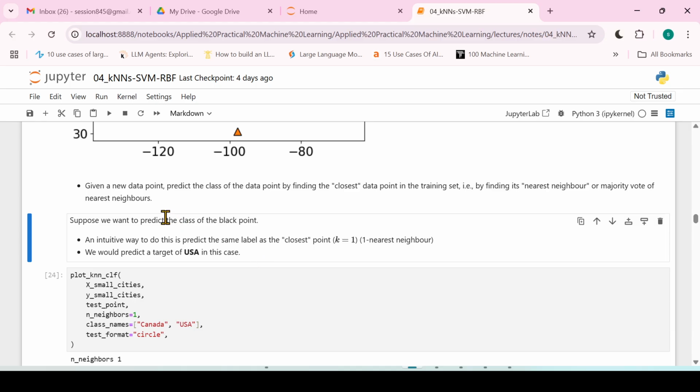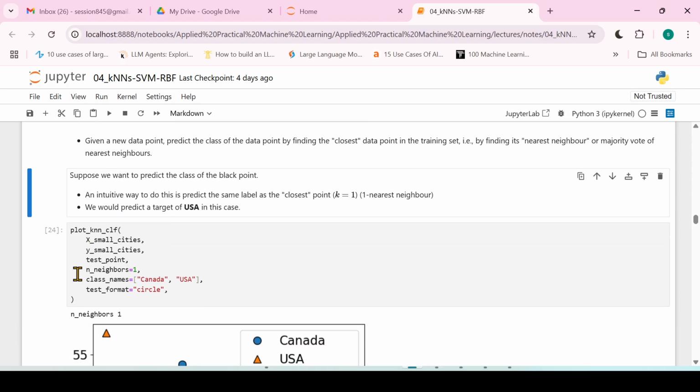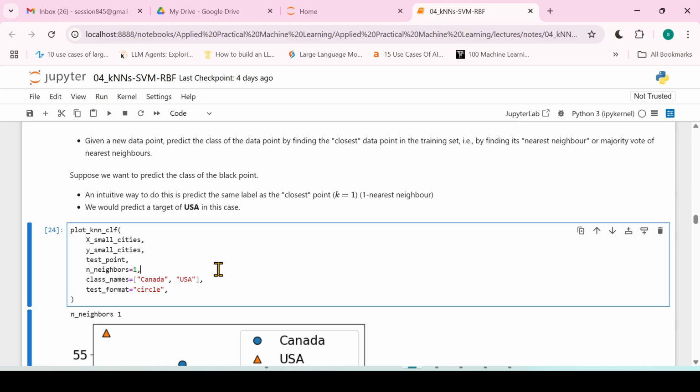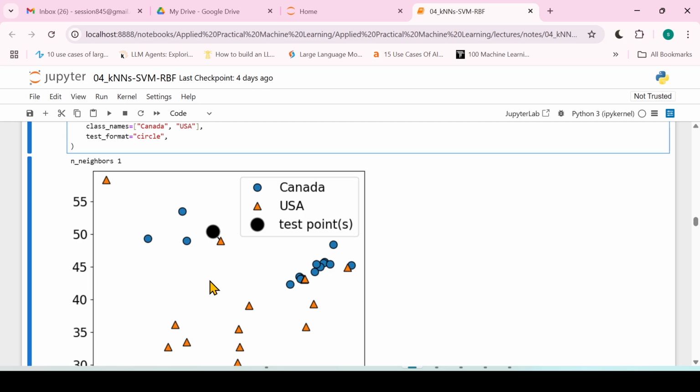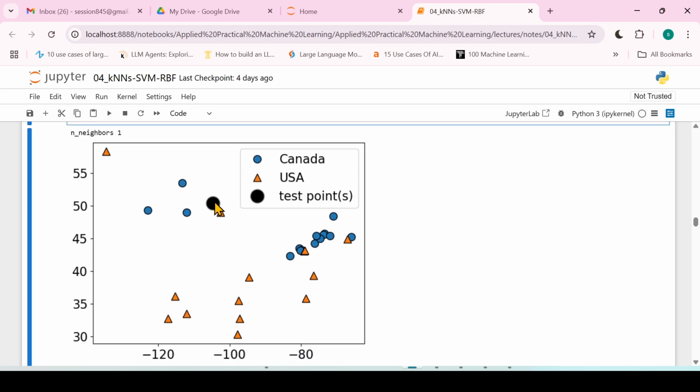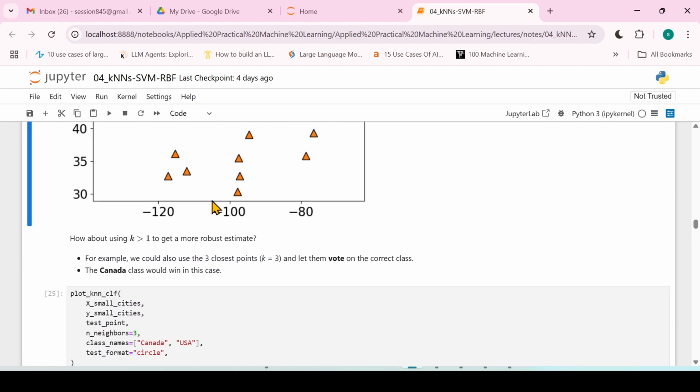So suppose we want to predict the class of the black point. The intuitive way to do it is to predict the same label as the closest one, which is k as 1, right? So if we choose the closest one, here we can see that the closest one to this test point is the USA. Now we can label this black test data point as USA, right?